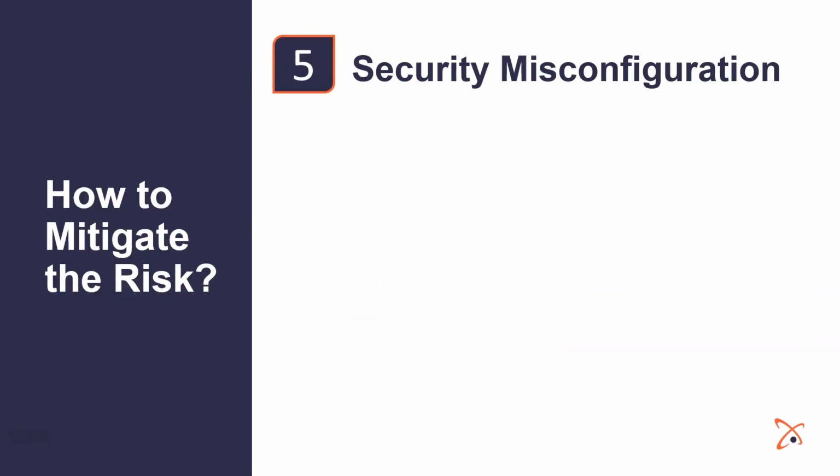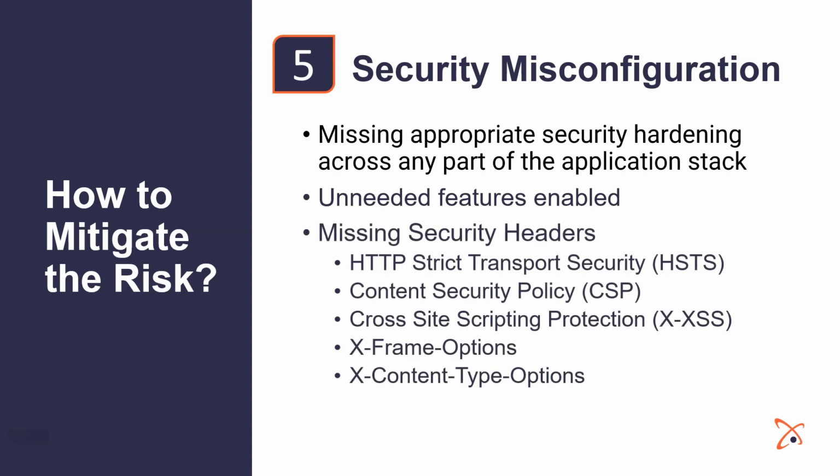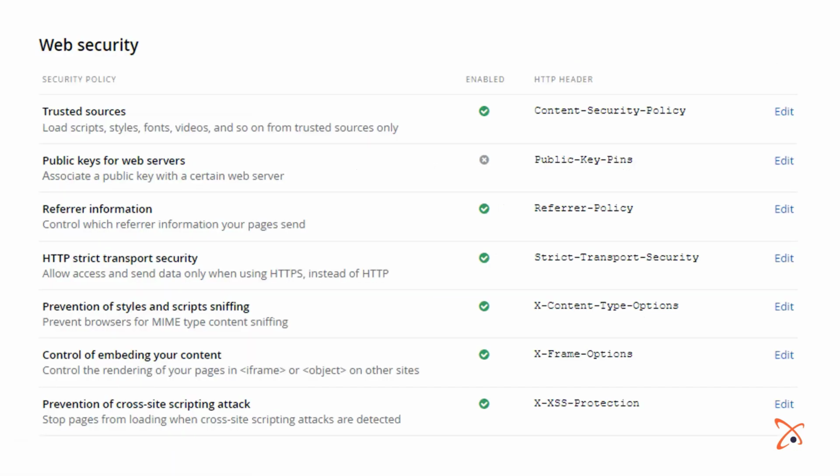Coming in at number 5 on the OWASP Top 10 is security misconfiguration. This generally involves missing appropriate security hardening across any part of the application stack. This could also mean having unneeded features enabled. This category includes missing security headers as well, like HSTS or content security policy and cross-site scripting.